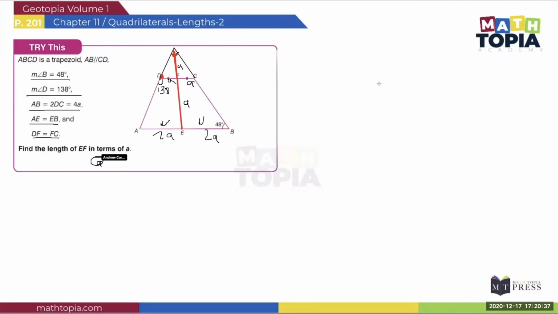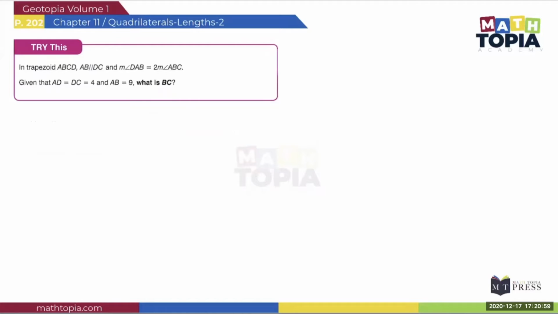In terms of, okay, the value of EF is just A. Yeah, we should not really trust this figure, right? Sometimes it could be not drawn to scale, right? Yeah. Right. So we got this one.